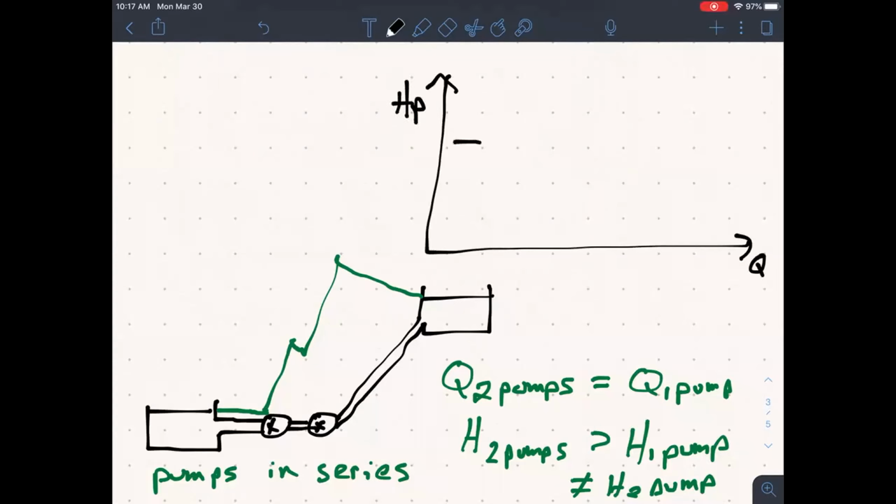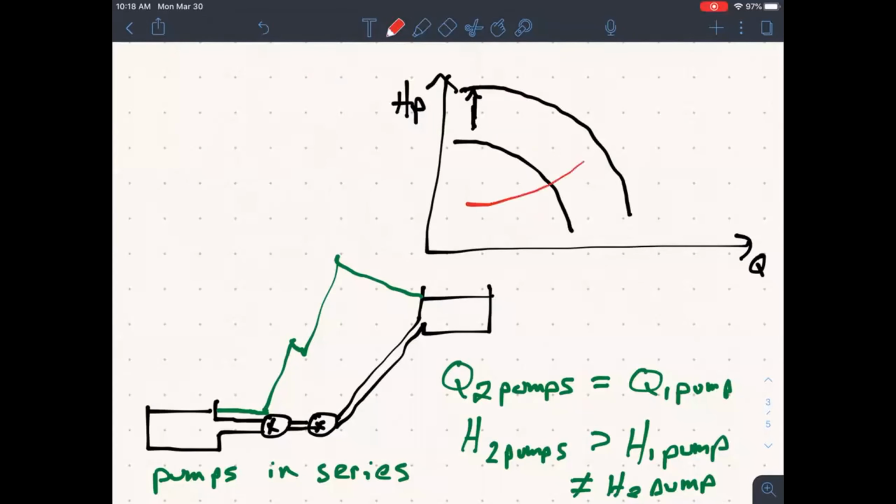So here is our one pump curve. And then when we do our two pumps in series, what happens is we're simply moving that curve up. And the pump curve can actually double. So we're doubling the head for a given discharge rate. The head is 2 times for the actual pump curve and not for the operating conditions. So let's look at what happens with operating conditions.